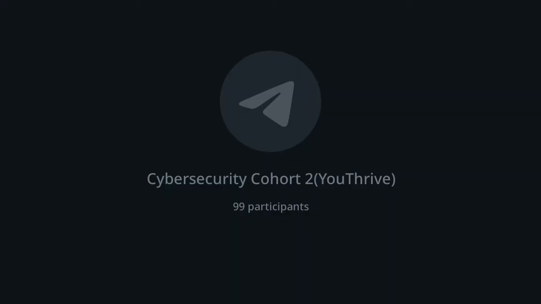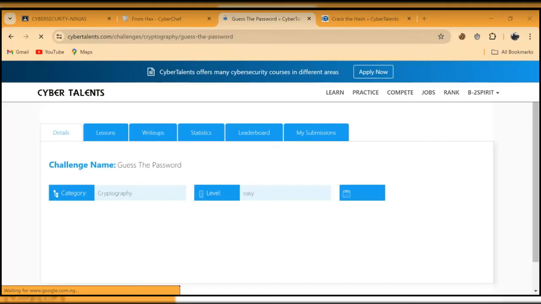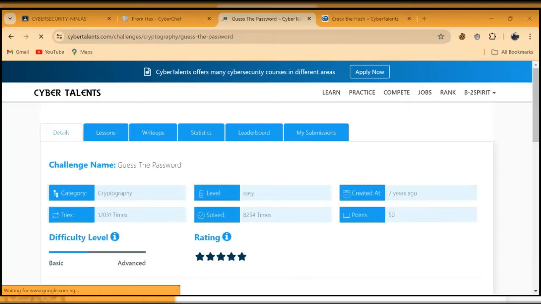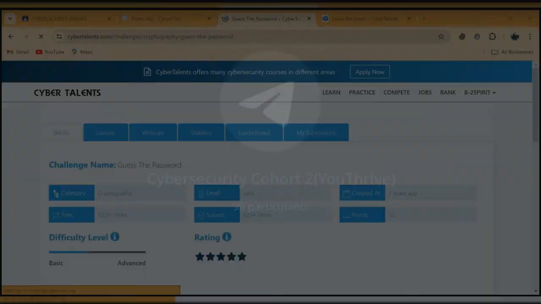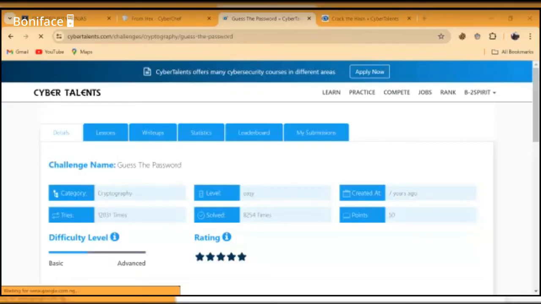Guess the password. That's the name of this challenge. I would allow one of you to take the floor and explain it. Okay, Samuel, guess the password. So you can speak now. Good evening, everyone. Good evening. Go ahead. Okay, can I see the instruction with the hint?